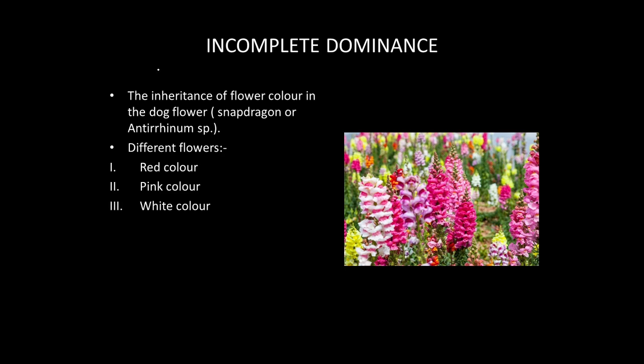To understand the concept of incomplete dominance, inheritance of flower color in dog flower, or we can say snapdragon, is studied. So basically snapdragon has three different flower colors. First is red, second pink, and third white. And the inheritance of these flower colors helps us to understand the concept of incomplete dominance.